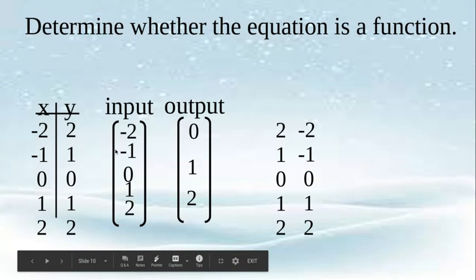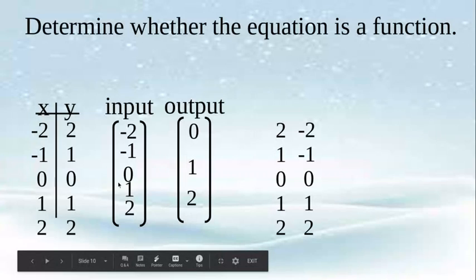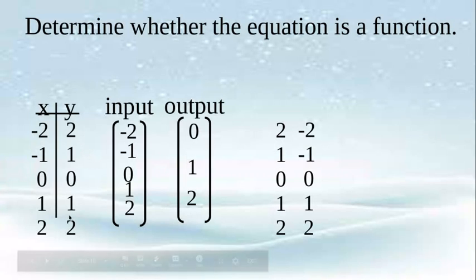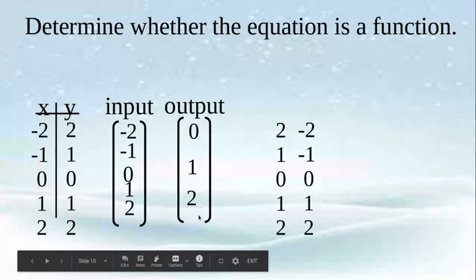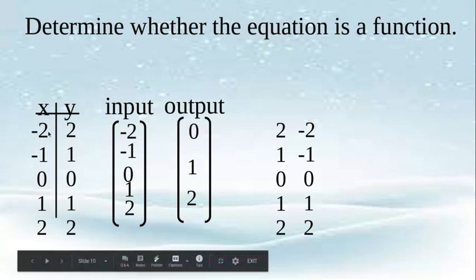So that's something you got to be careful of. You're not going to put 2, 1, 0, 1, 2. You've got to just put the numbers one time and put them in order least to greatest. All right. So now we need to draw our arrows. So -2 goes to what?